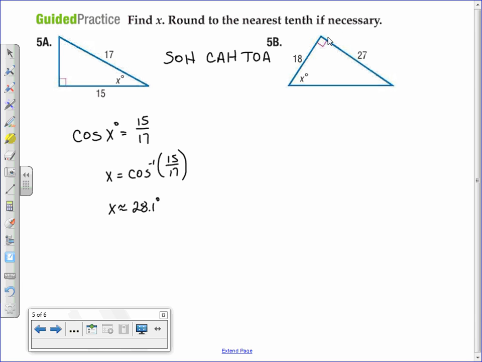All right, we need to decide whether to use the sine, the cosine, or the tangent. I have an adjacent, I have an opposite. We're going to be using tangent here. Once again, set it up like this: tangent of x is equal to the opposite over the adjacent. Rewrite it using your inverse functions.